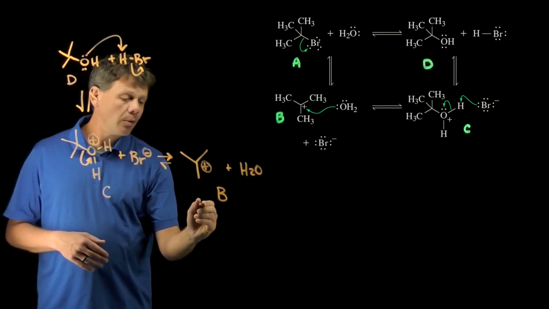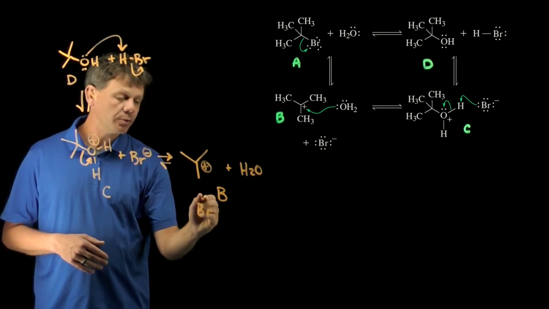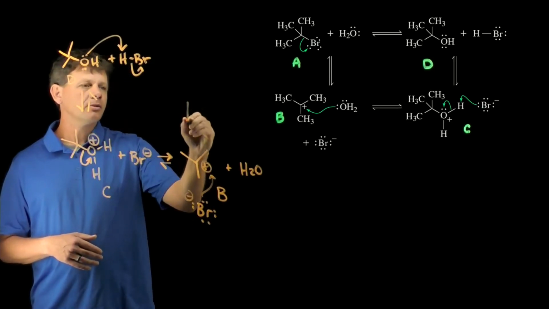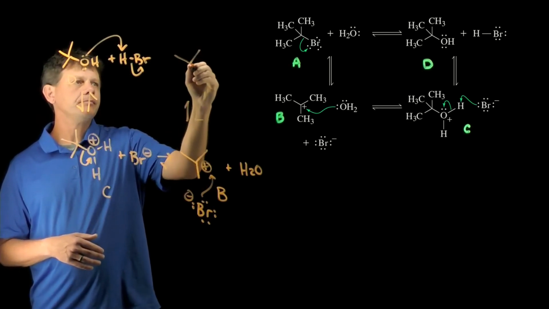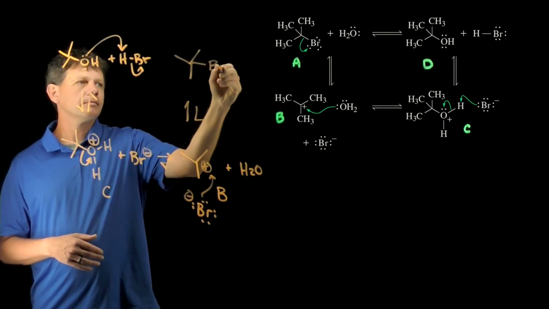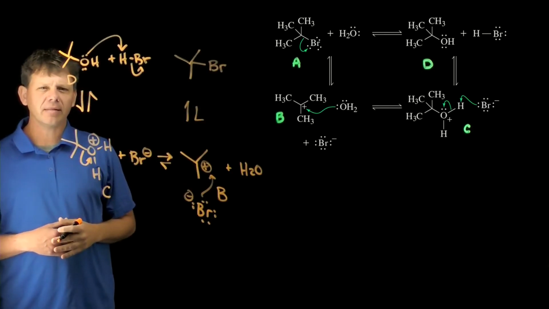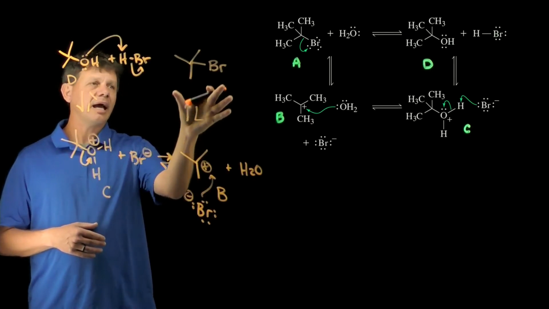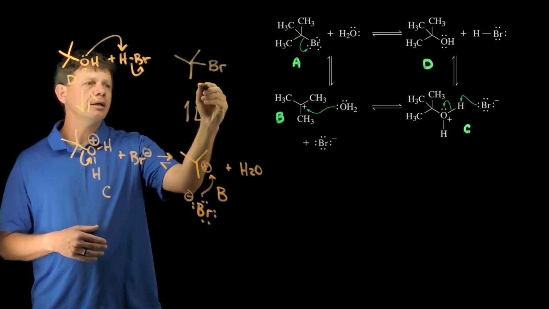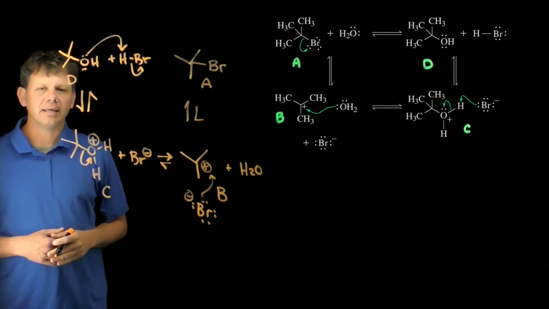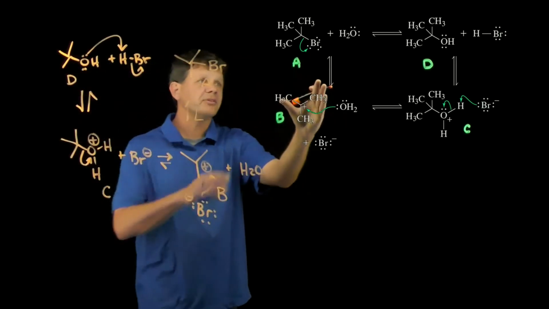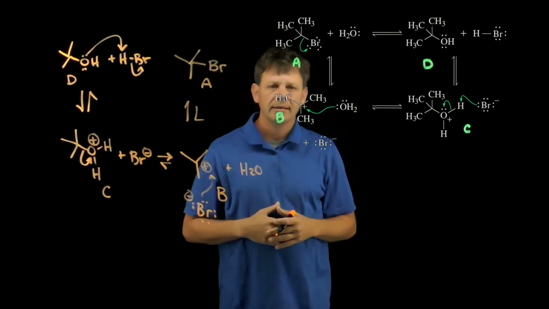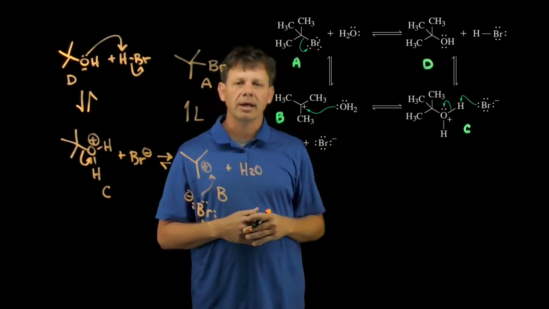What's left to happen now is that Br minus is going to attack that carbocation, negatives attacking positives, to give us this alkyl halide. We still have water around, but this alkyl halide, this bromoalkane, is represented by A. So it's the same alkyl halide, the same bromoalkane that we had in the forward direction.